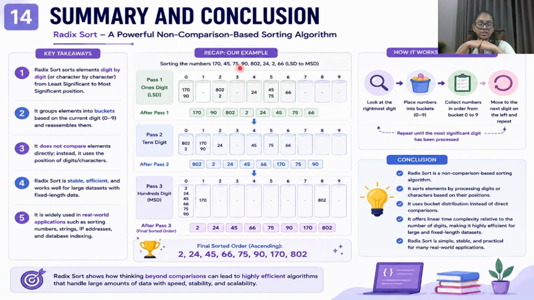So if you want to remember Radix Sort in the simplest possible way, remember this. Don't compare the whole numbers. Look at the digits, place them into buckets, collect them, and move to the next position. That's the basic idea behind Radix Sort.